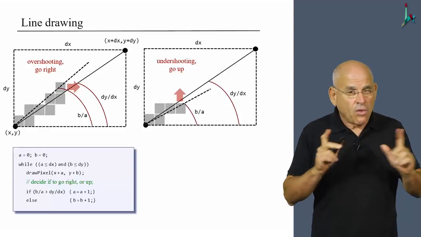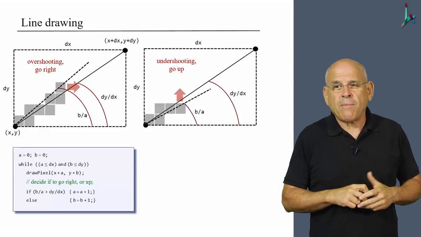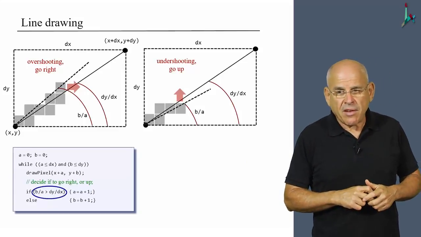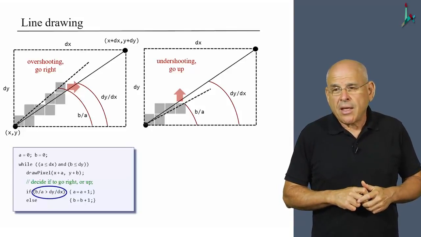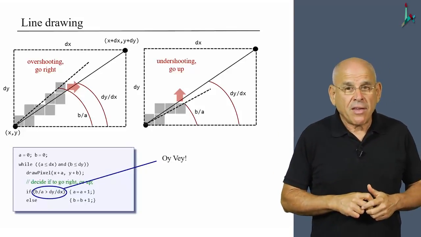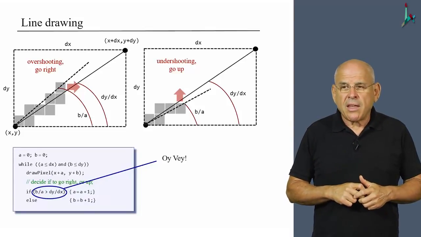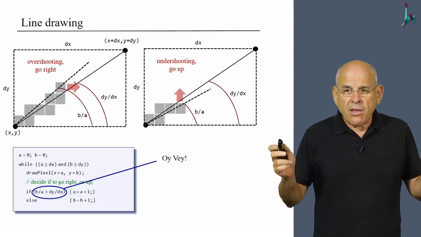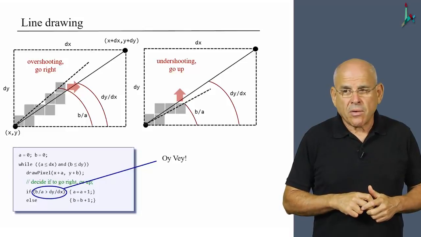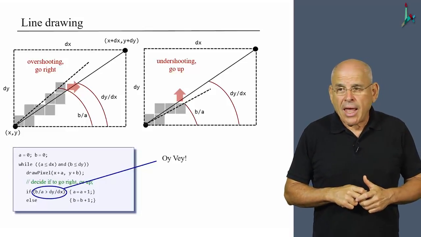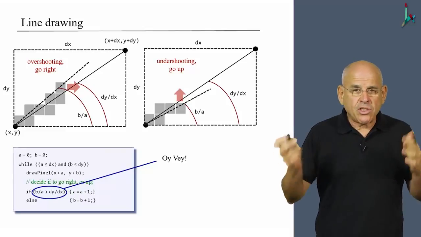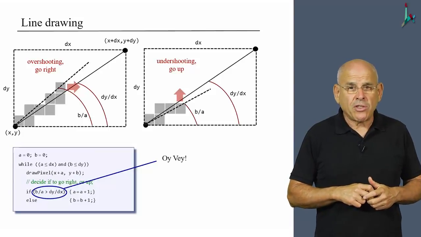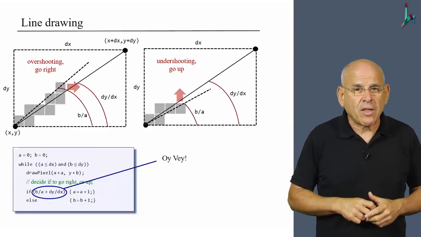And yet I warned you that line drawing must be as fast as we can. And if you inspect this algorithm, in particular this condition here, the only two words that come to my mind are oy vey, because in every iteration of this algorithm, for every humble pixel that you want to draw, you have to make two divisions, which are expensive operations. And maybe if we use some ingenious tricks, we can somehow get rid of these two division operations, or maybe one of them. Let's see what we can do.